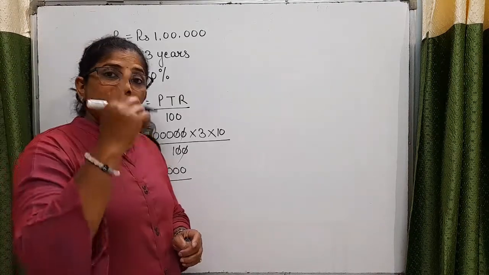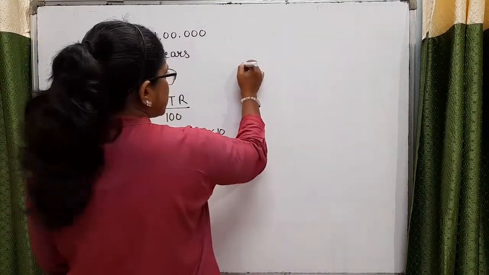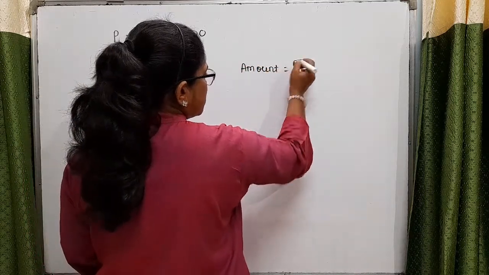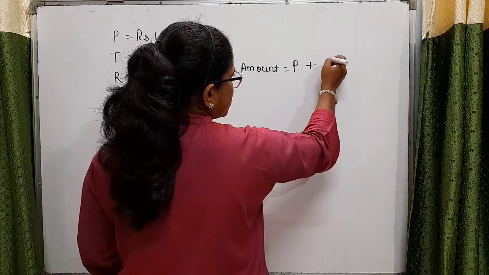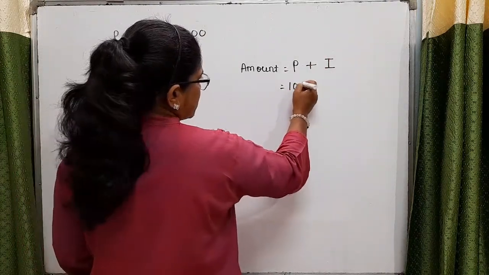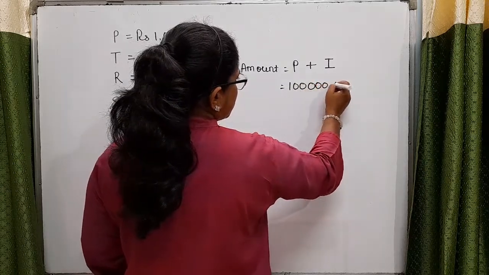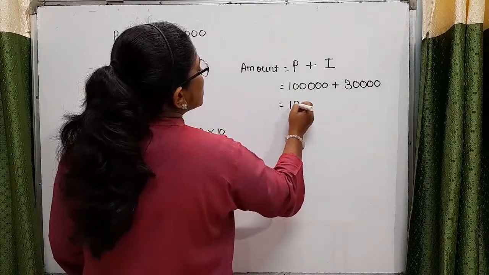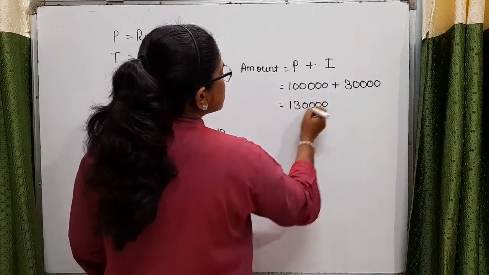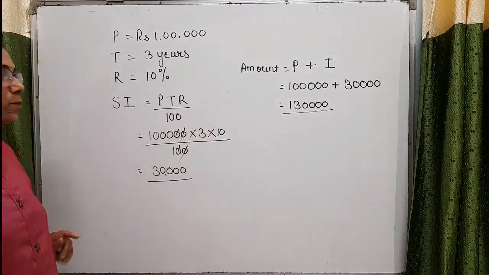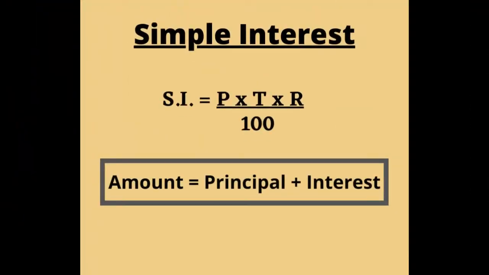So how much amount will we have to pay to the bank after 3 years? Amount is the principal amount we borrowed plus the interest. So how much have we borrowed here? 1 lakh rupees. 1 lakh plus 30,000, which is 1,30,000. This is the amount we have to pay after 3 years to the bank. So this is one simple method to calculate simple interest.